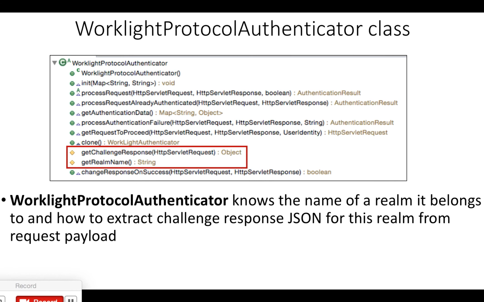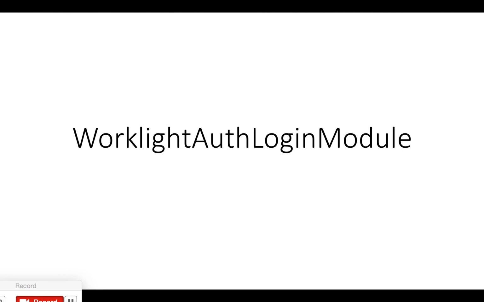Okay, so Worklight is taking care of the mobile first platform authentication framework and the internal infrastructure work. You're getting direct access to the challenge response object, and that's a JSON object. As you will see, it will return a JSON object. Okay, so the next thing we're going to look at is the WorklightAuthLogin Module.